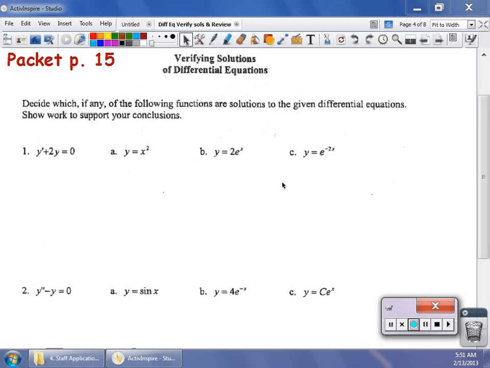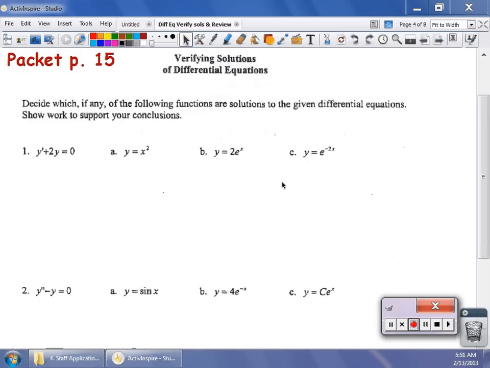This is going to be a short video on verifying solutions to differential equations. In class, we've already talked about how to solve differential equations by separating the variables, finding the integral on both sides, and solving for c or solving for y. In this video, we want to take a look at a differential equation, and we want to see if we can find the solutions without necessarily solving the differential equation.